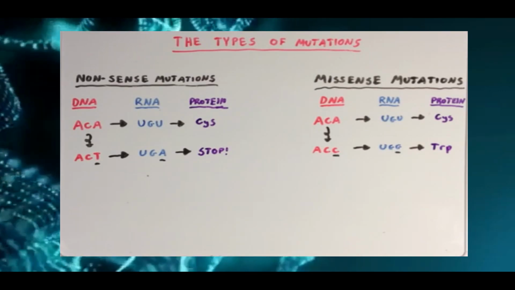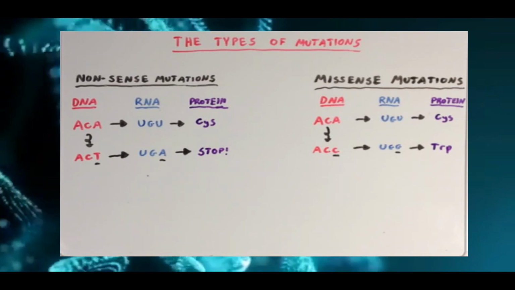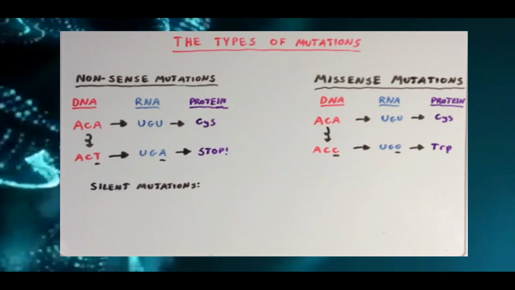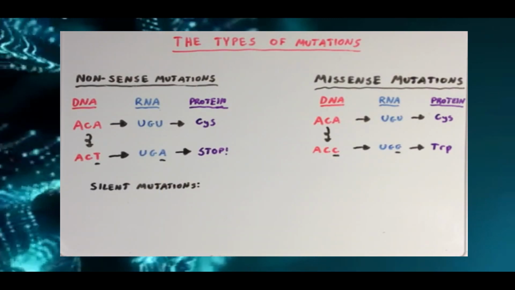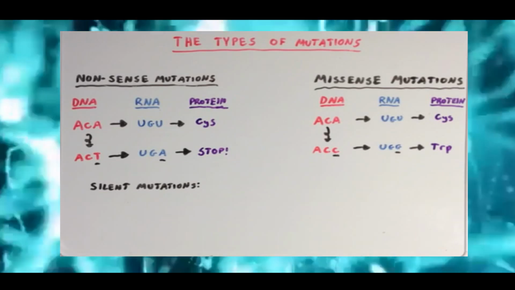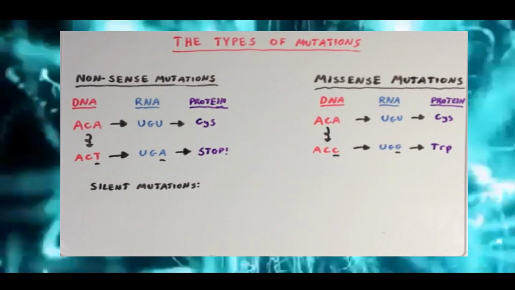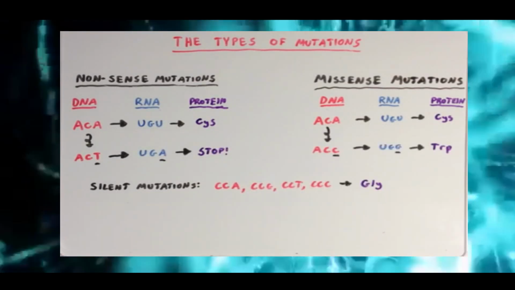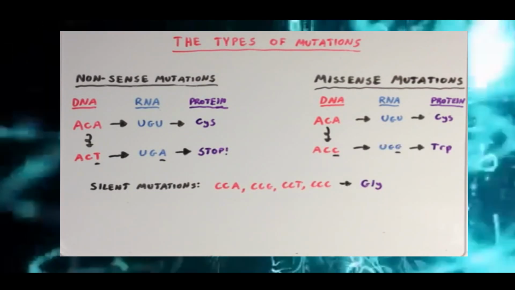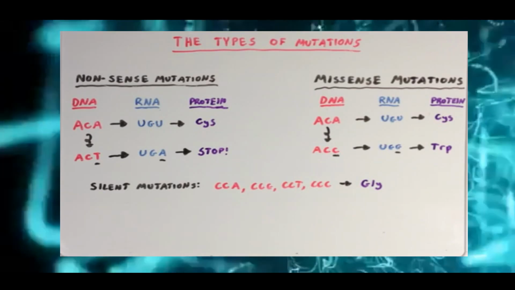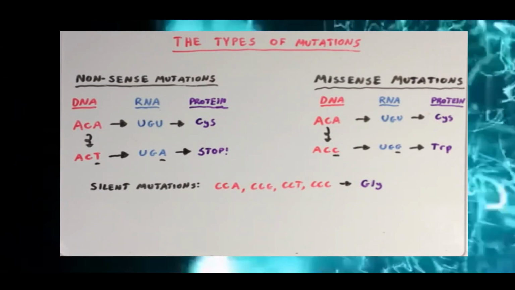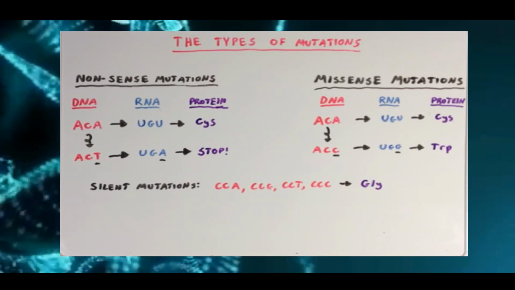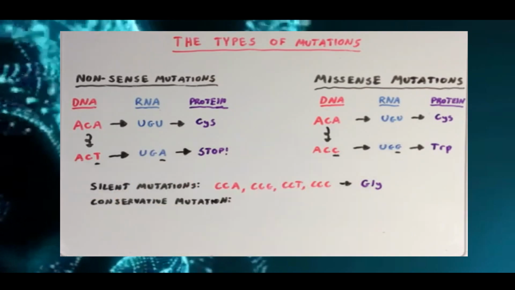So, now we can divide the missense mutation even further into a bunch of smaller categories. Silent mutations are when the mutation doesn't actually affect the protein at all. Since many different RNA codes can code for the same amino acid, it's possible that the mutation might not affect the protein at all. So, in this example, CCA, CCG, CCT, and CCC in the section of DNA will all end up coding for glycine. So, if you change the third base, it wouldn't affect the final protein.